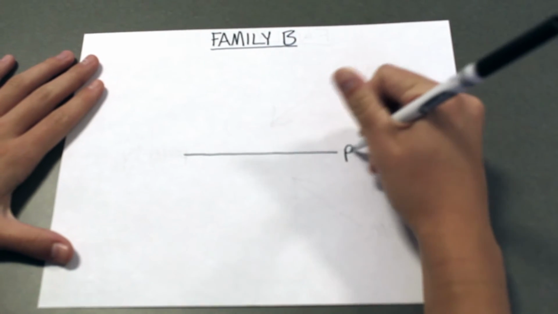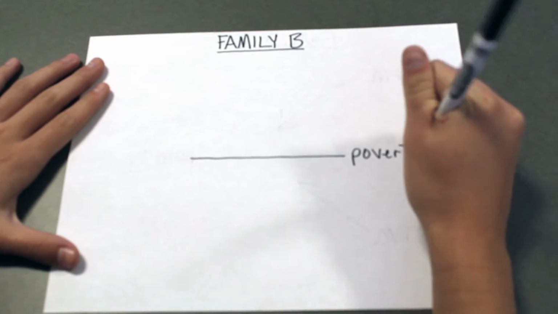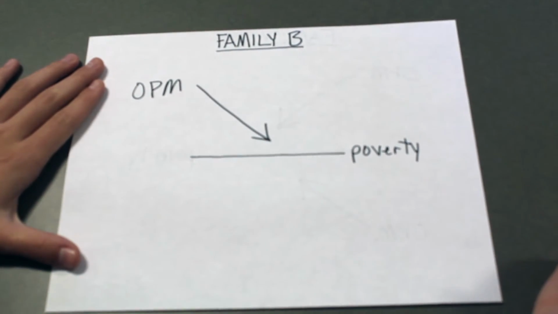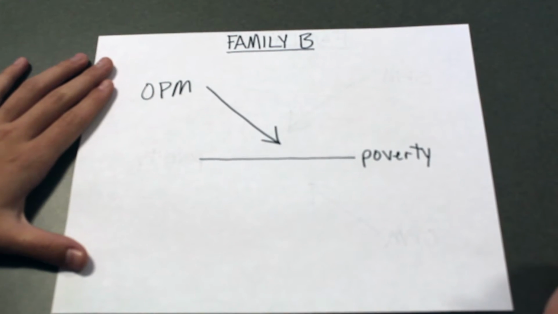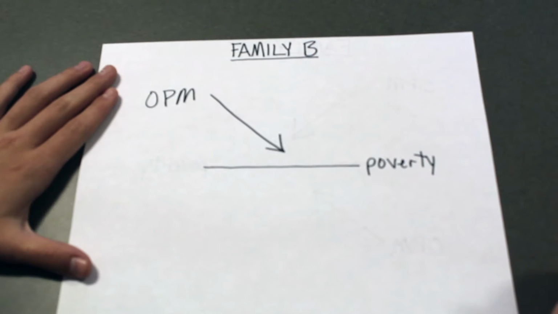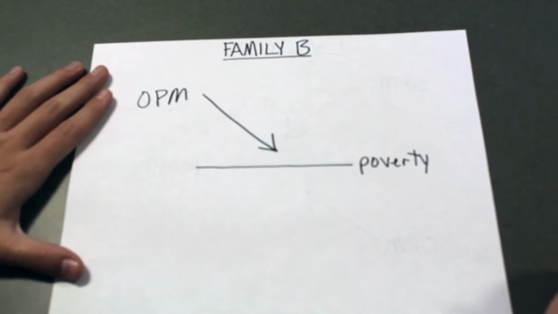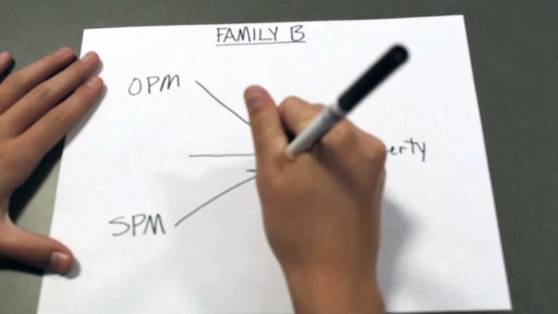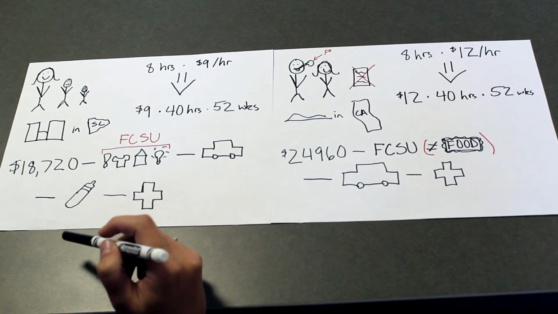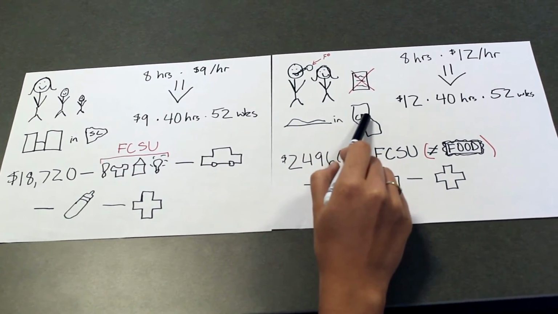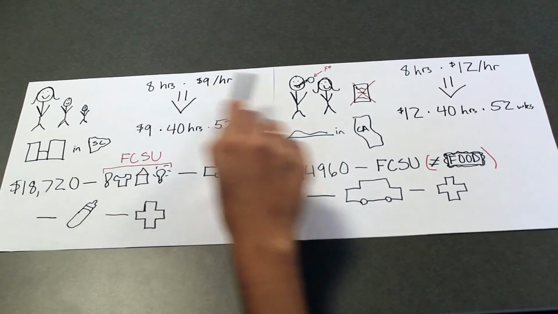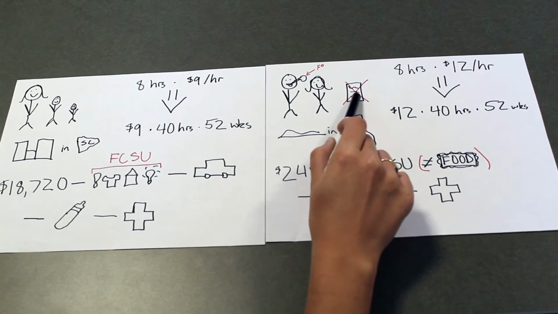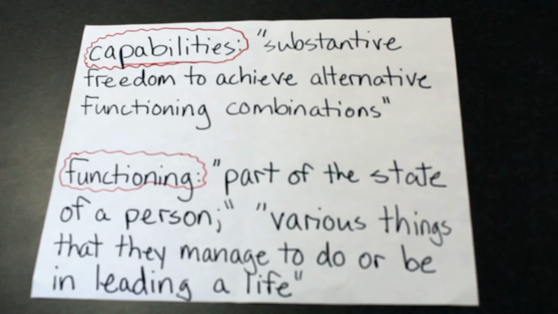With the OPM threshold of $12,331 for a family of 2 members, according to the 2015 U.S. Census Bureau, Family B's pre-tax income of $24,960 is above the poverty line. Because the family is not eligible for resources included by the SPM, Family B is under the poverty line. These 2 examples of families show the way that geographical location, race, family makeup, gender, and citizenship status impact economic status and capabilities. So what are capabilities?